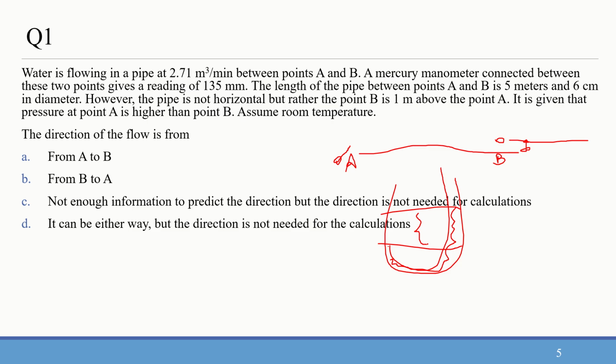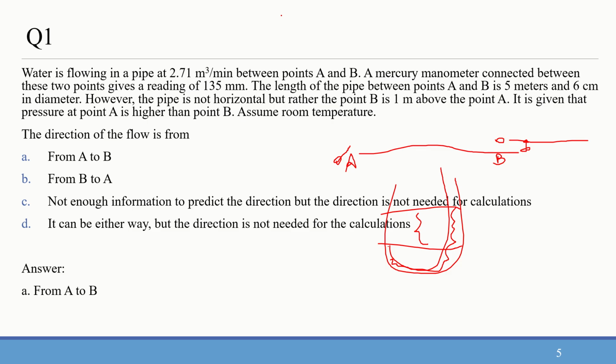and D. So that information, first we'll see, like actually one direct hint given over here is pressure at A is higher than point B. So pressure at A is higher than point B. So it means that flow will happen from A to B. So we can straight away say that. So answer is option A. From A to B is the right answer.